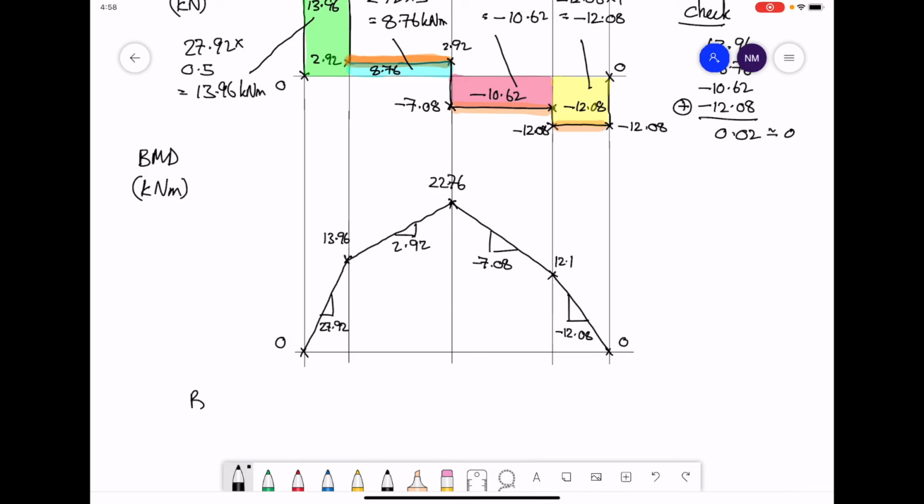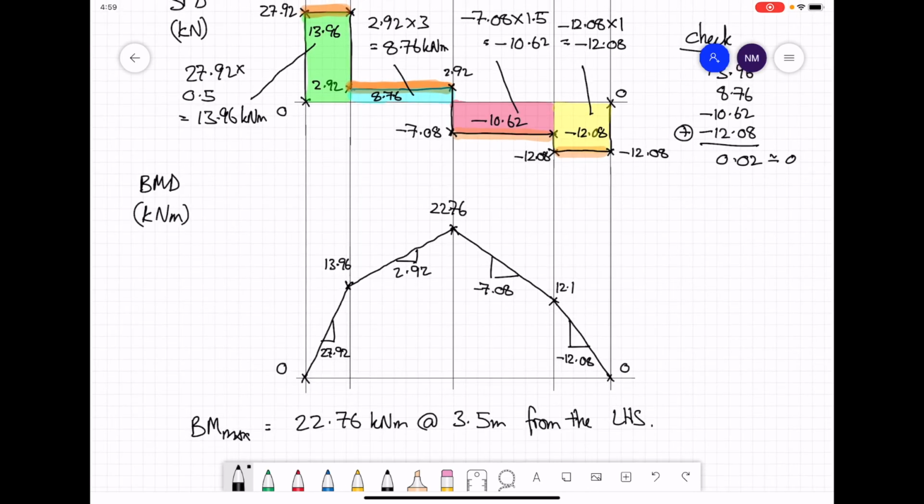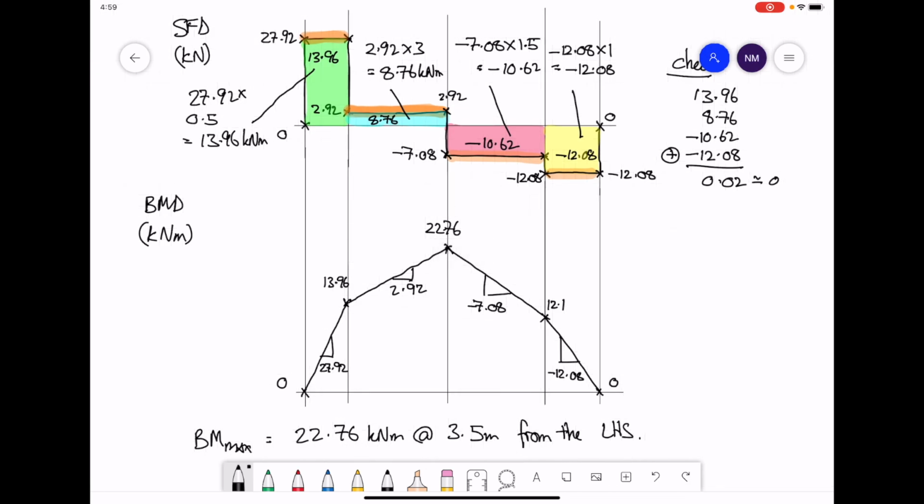Point to note, maximum bending moment is 22.76 kilonewton meters at a location which is 3.5 meters from the left hand side of the beam. Then zooming out to see the shear force and the bending moment diagrams together, you can see the resultant diagrams.